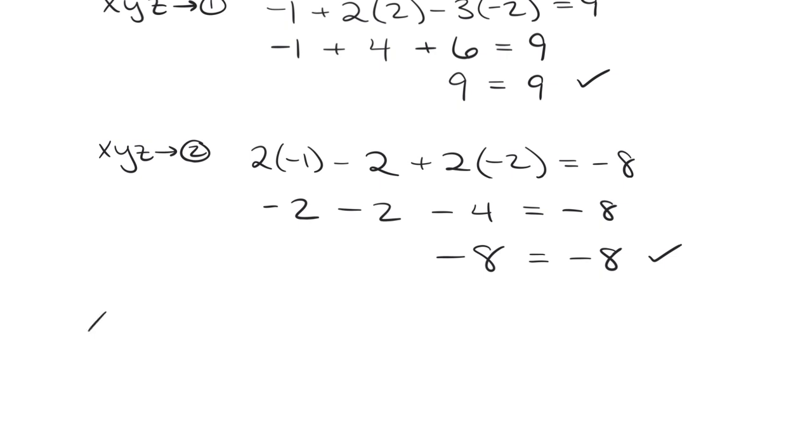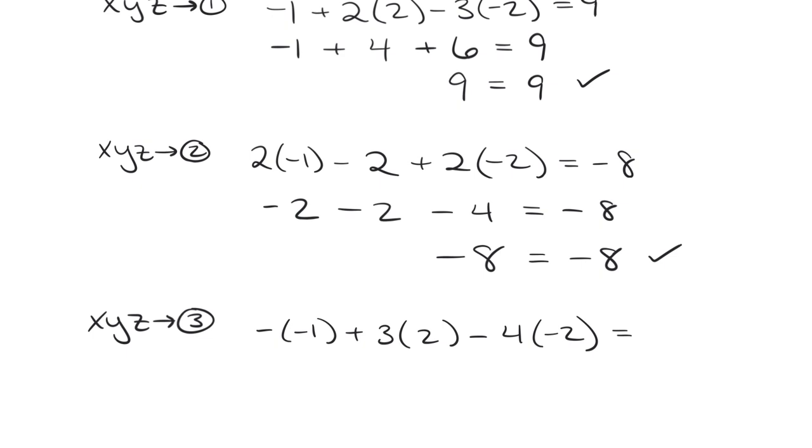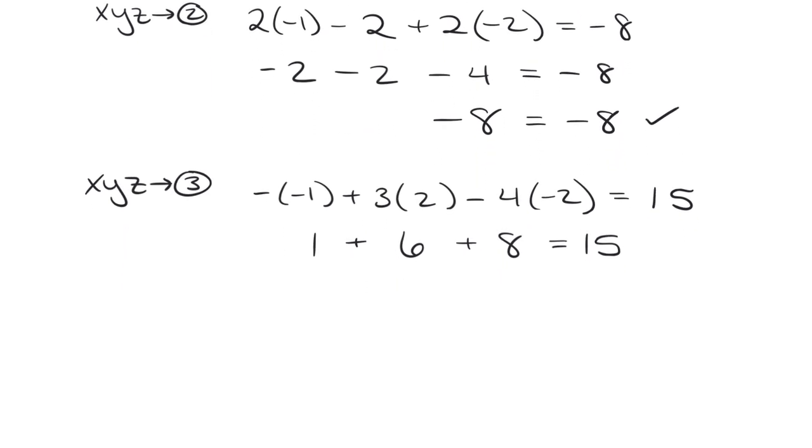And then last but not least, we're plugging x, y, and z into the third equation. Again, just to verify that that does come out to be true. So this is going to be -1 plus 3 times 2 minus 4 times -2, and we're hoping that's equal to +15. -1 is +1, 3 times 2 is 6, -4 times -2 is +8. 6 plus 1 plus 8, so that's 7 plus 8 is 15.